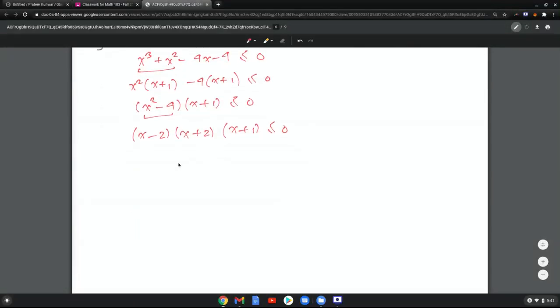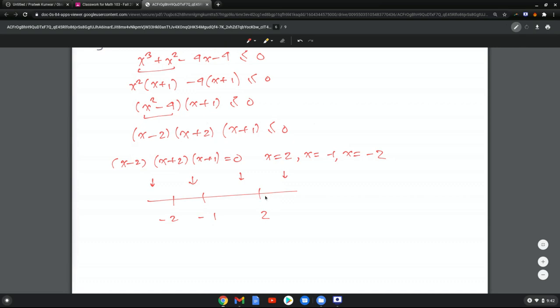Now following the steps, first you're going to set this equal to 0 and find the endpoints. So you get x is 2, x is negative 1, and x is negative 2. Next step is you plot these on the number line, negative 2, negative 1, 2. Now because there are 3 solutions, how many regions are there? 1, 2, 3, 4 regions. To the left of negative 2, between negative 2 and negative 1, between negative 1 and 2, and then to the right of 2.